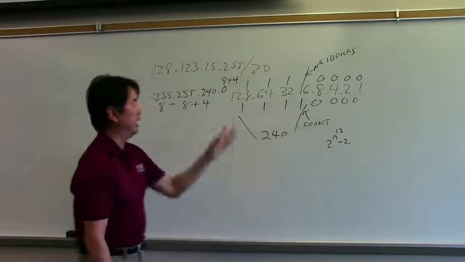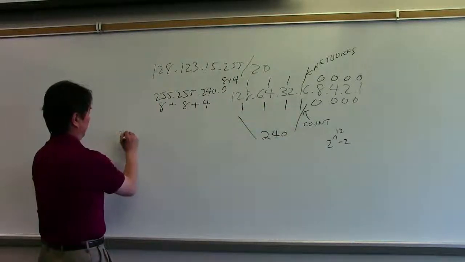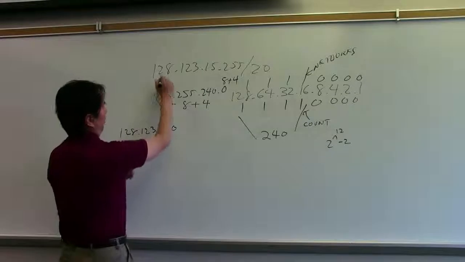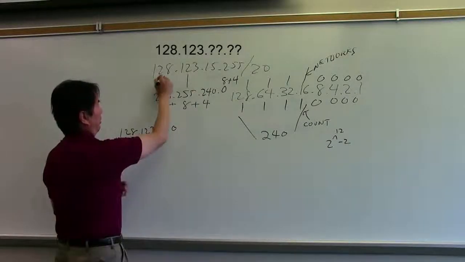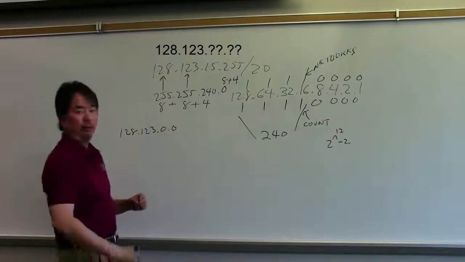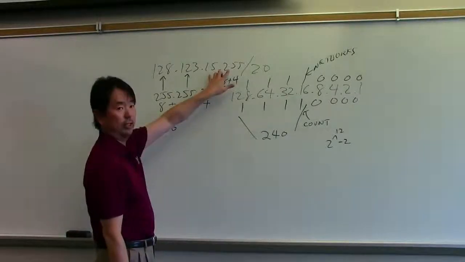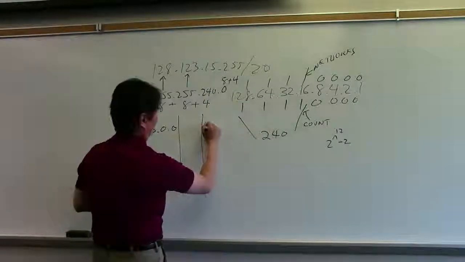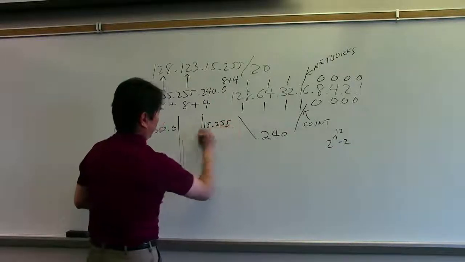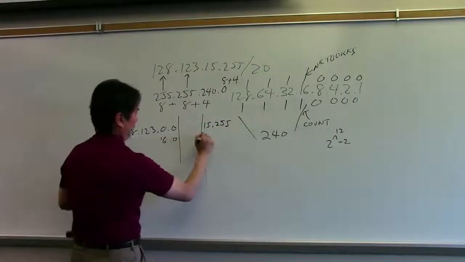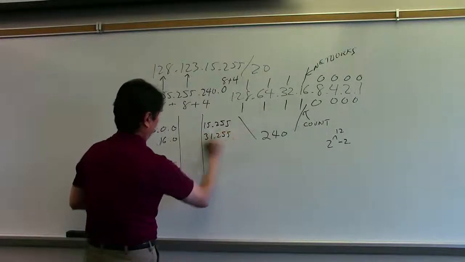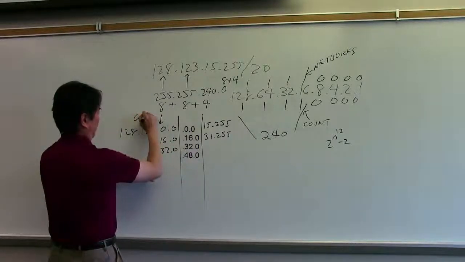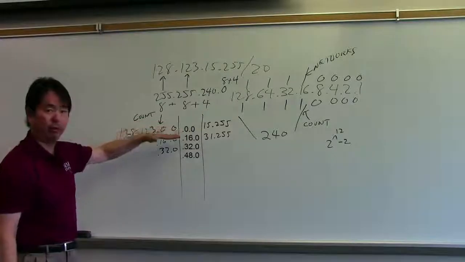Okay, now that we have a count number, what that indicates is we're going to start from 128, 123, 0, 0, because remember, every place we have a 255, these two numbers have to remain the same. So what we're basing our custom subnet on is going to be these 2 digits. So we're going to start with 0, 0, and because we're counting by 16, it's going to end with 15, 255. Then we start over here with 16, 0, 31, 255, 32, 0. And the count number is represented right here. That's what we're counting by to get each of our segments on here.